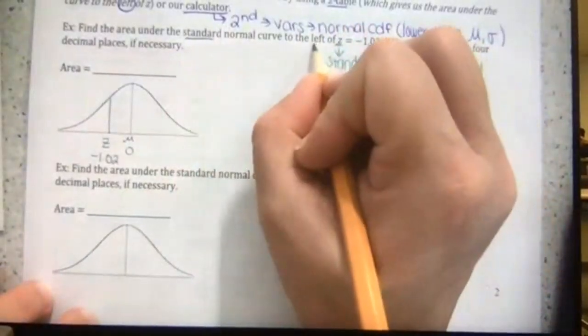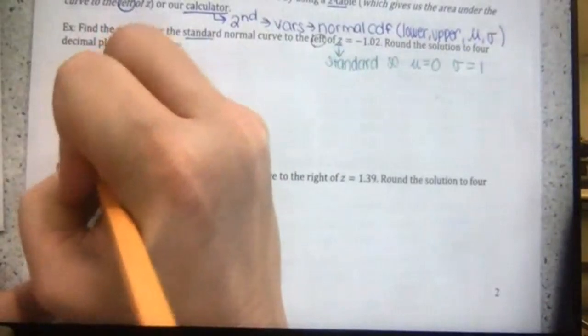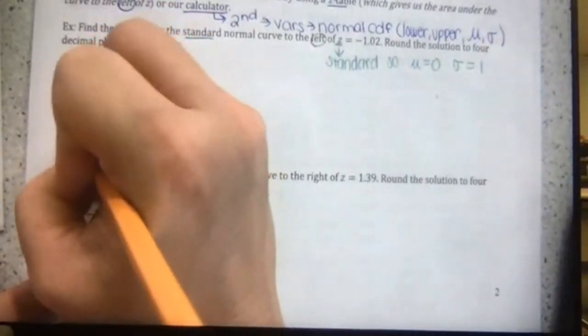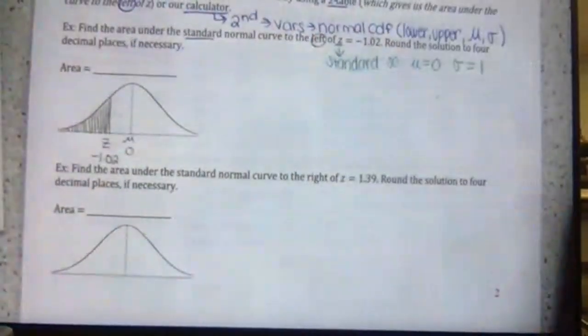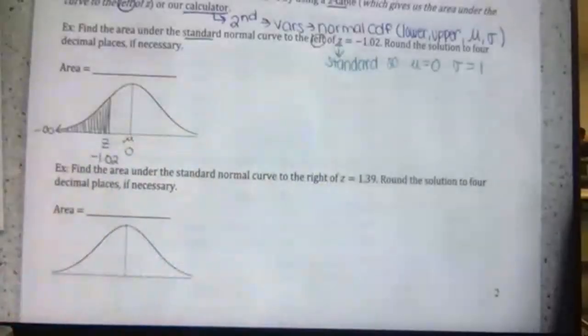And the problem says, find the area under the curve to the left. So our shaded area is going to be to the left. It tells us to shade to the left. Remember that our graph goes on forever to the left, all the way towards negative infinity.